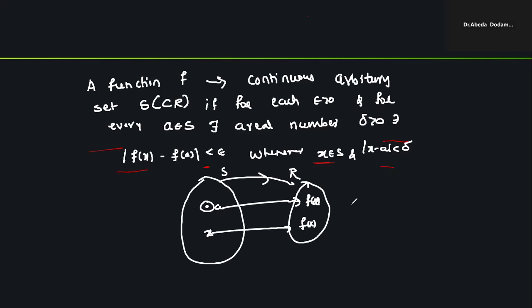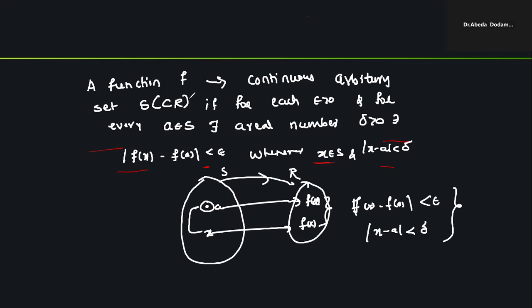Then the difference between them, that is |f(x) - f(a)|, is less than epsilon whenever the difference |x - a| is less than delta, where x belongs to S and a belongs to S. If this is true, then we say that the given function f is continuous on an arbitrary set S, which is a subset of R.